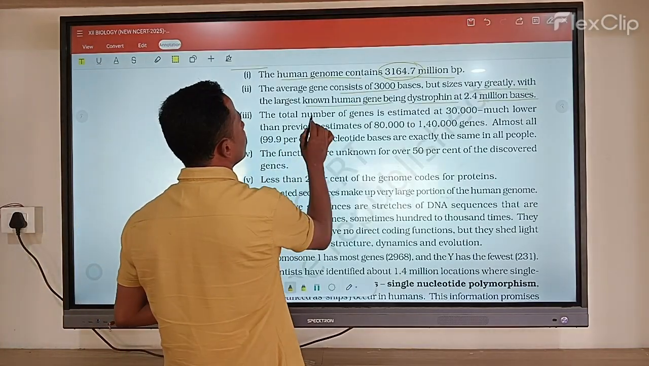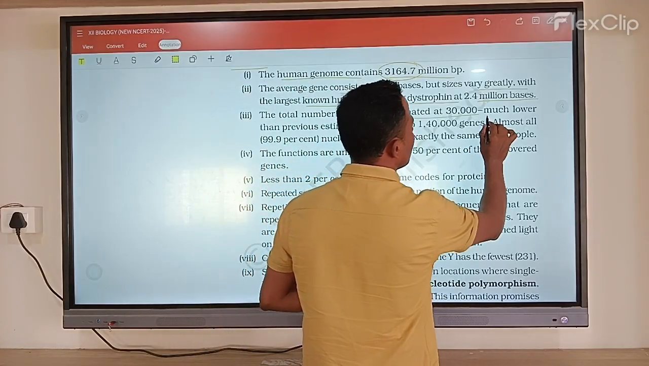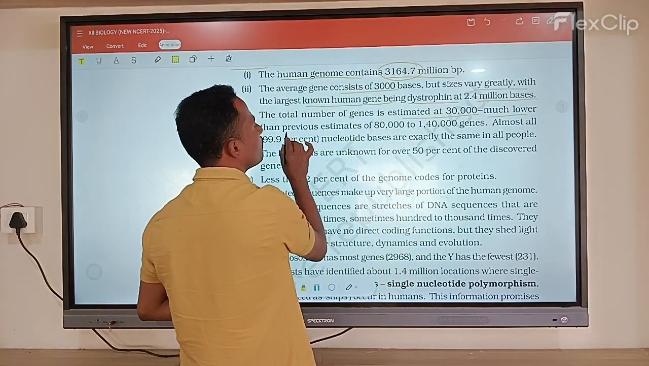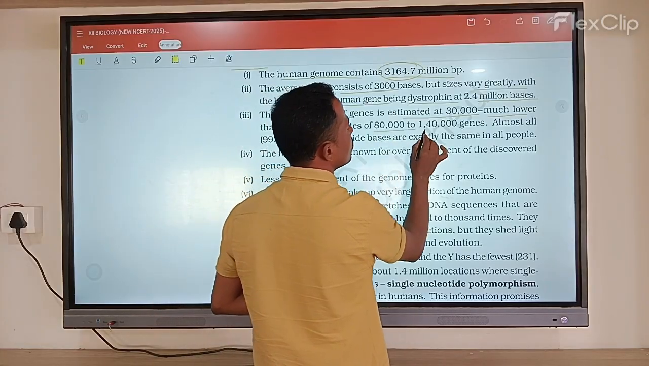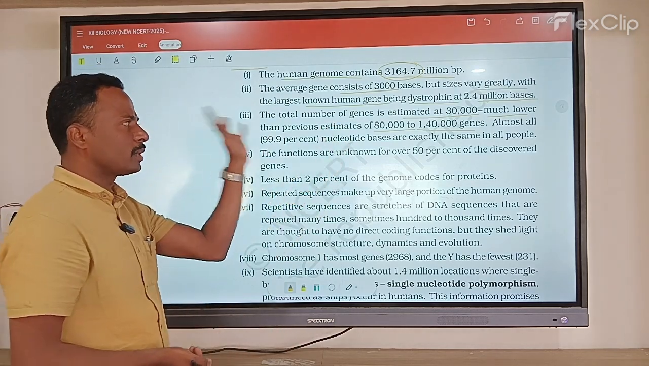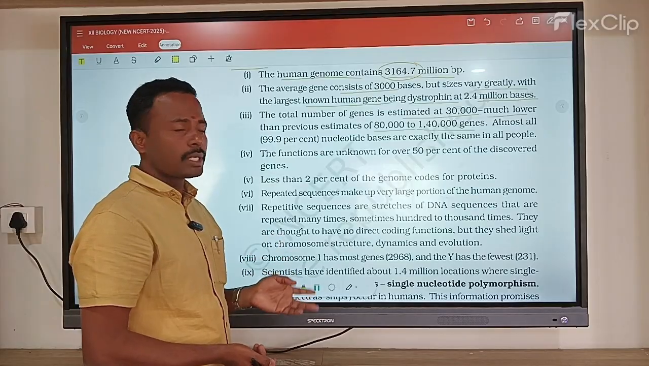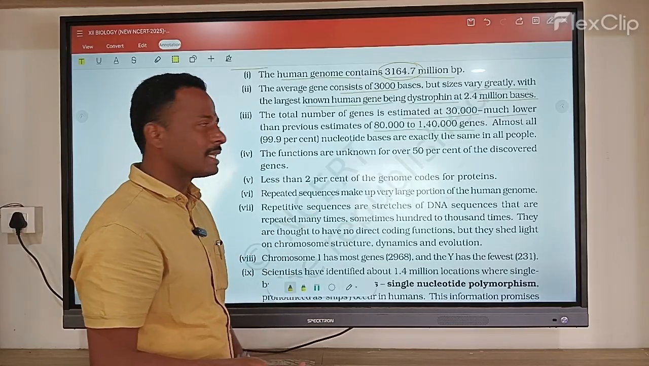Next, the total number of genes is estimated at 30,000, much lower than previous estimates of 80,000 to 1,40,000 genes. So here we observe an estimate of 30,000, but the previous estimate was 80,000 to 1,40,000 genes.